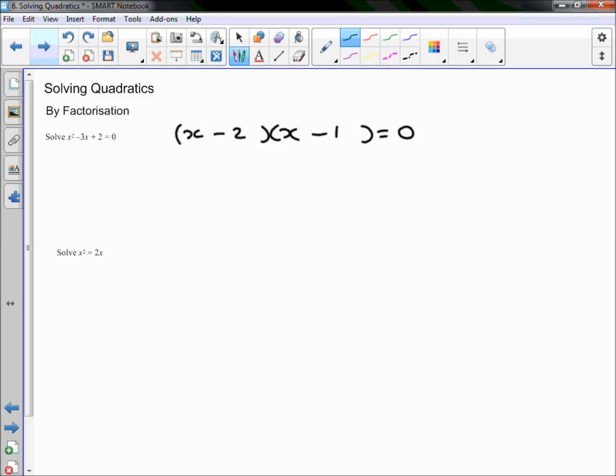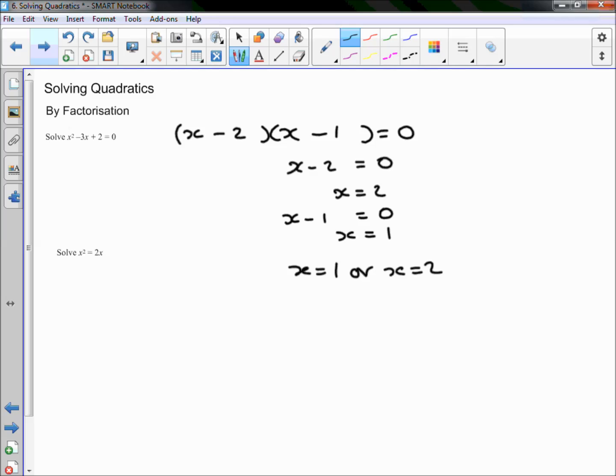What that means is that one of those two numbers must equal 0. So either x minus 2 equals 0, in which case x equals 2, or x minus 1 equals 0, in which case x equals 1. So our solutions to our quadratic equation are going to be x equals 1 or x equals 2.